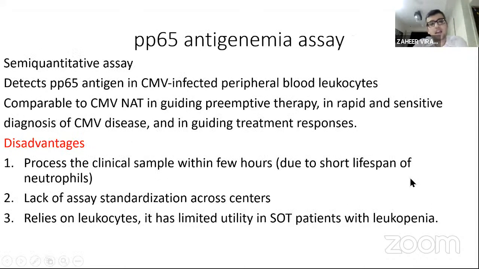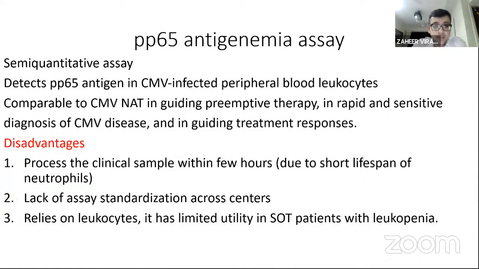So in the good old days when I was doing MD medicine and we had a lot of HIV patients, we used to do a lot of the PP65 antigenemia assay. It is a semi-quantitative assay. It basically detects the CMV PP65 antigen in the CMV infected peripheral blood leukocytes.